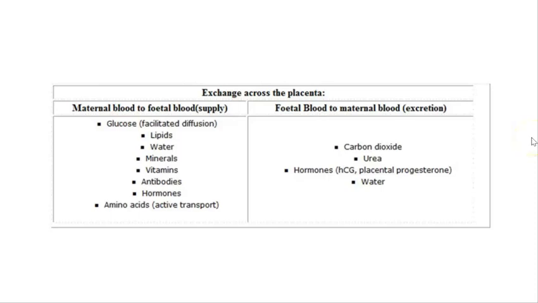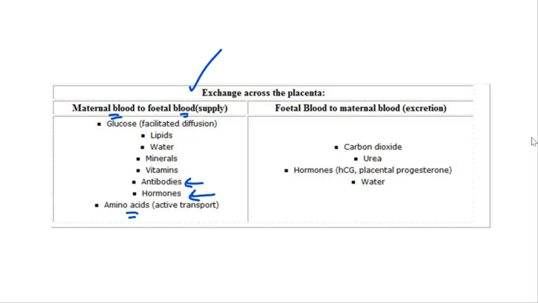So let's look at the exchange across the placenta. From the maternal blood going into the fetal blood, not surprisingly, are a large number of nutrients to support the growth and development of the fetus. And these would include glucose, lipids, water, minerals, vitamins, and so forth. But interestingly, also antibodies. So the mother will exchange her antibodies produced in response to pathogens in her environment, and she'll share those with the fetus to give it short-term protection against pathogens in the environment, whilst its own immune system has yet to develop. And she also will exchange hormones between the 2 blood supplies as well. And amino acids apparently are actively transported across the placental membranes.